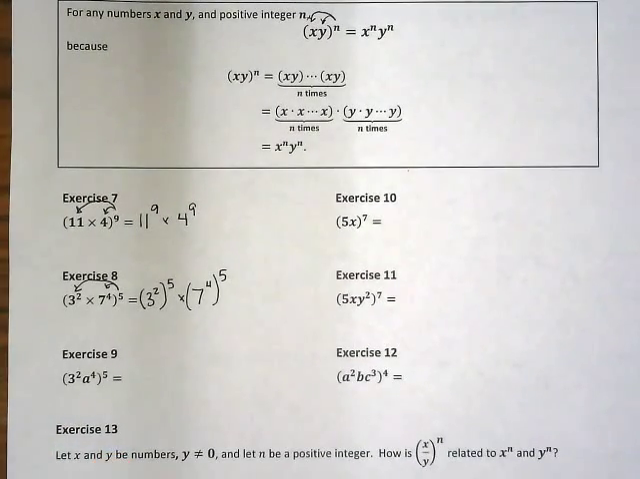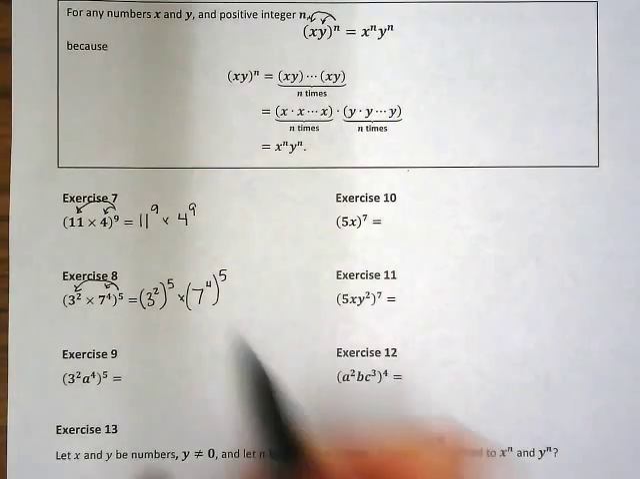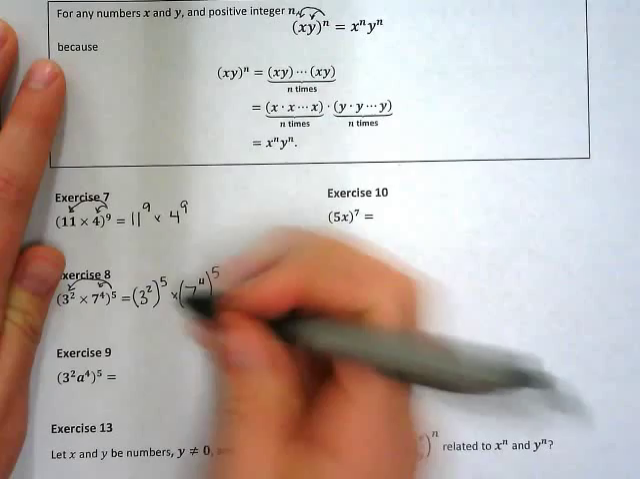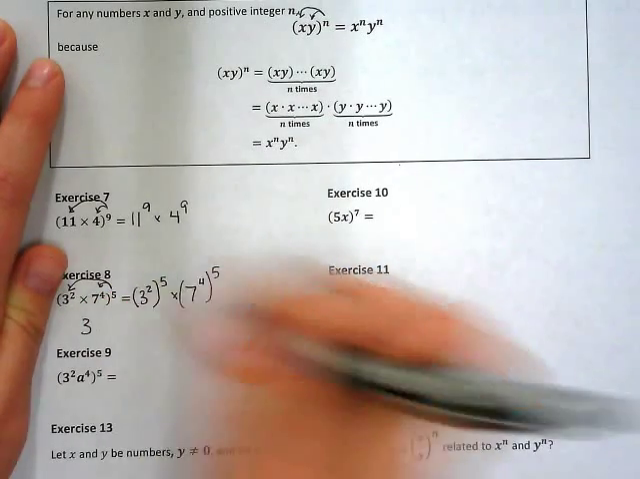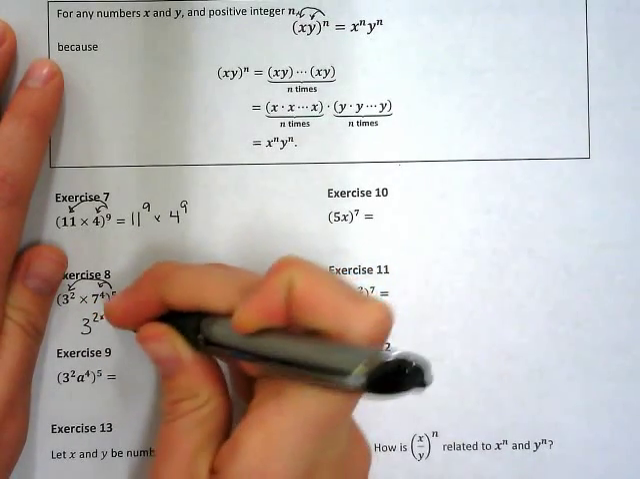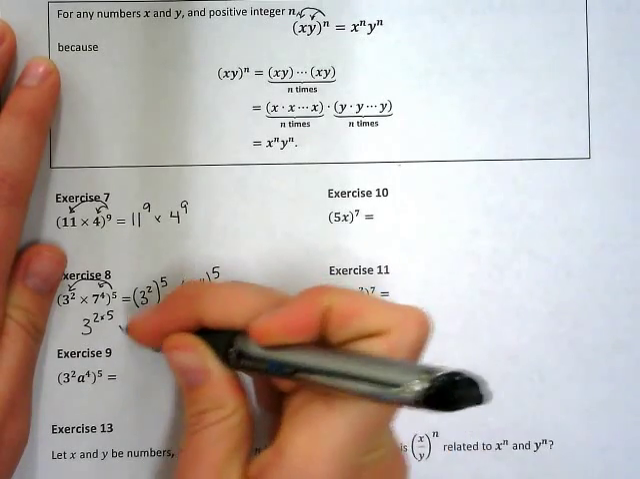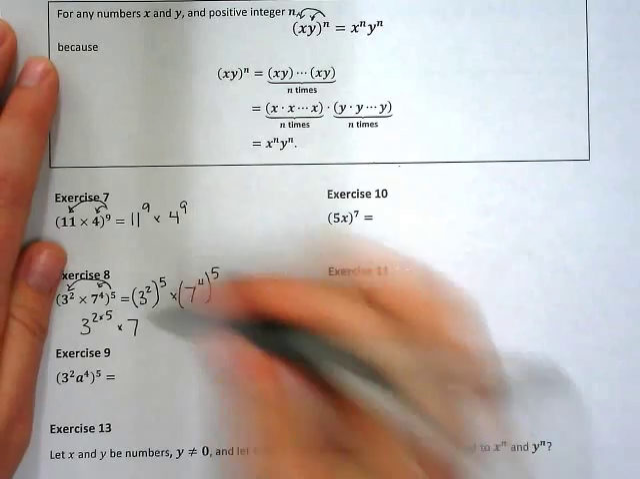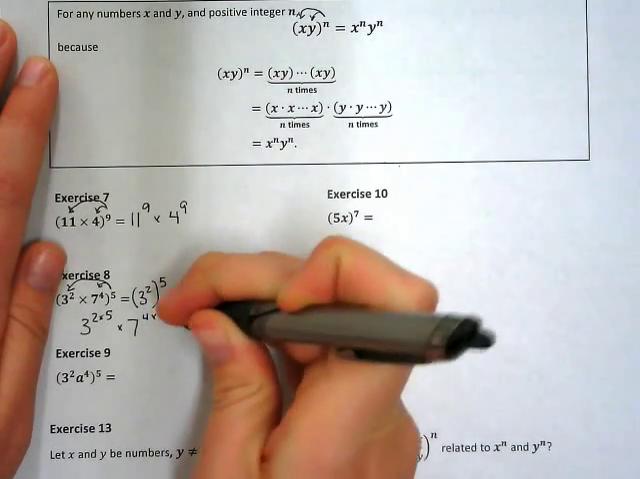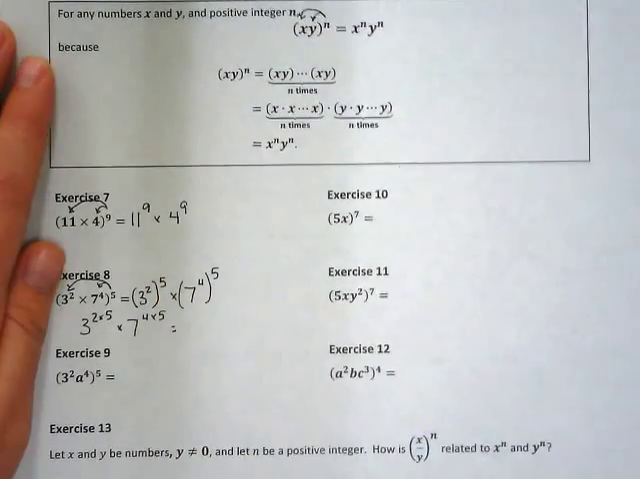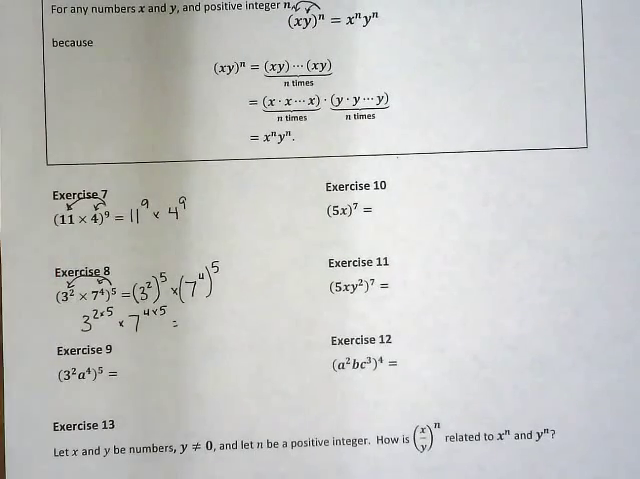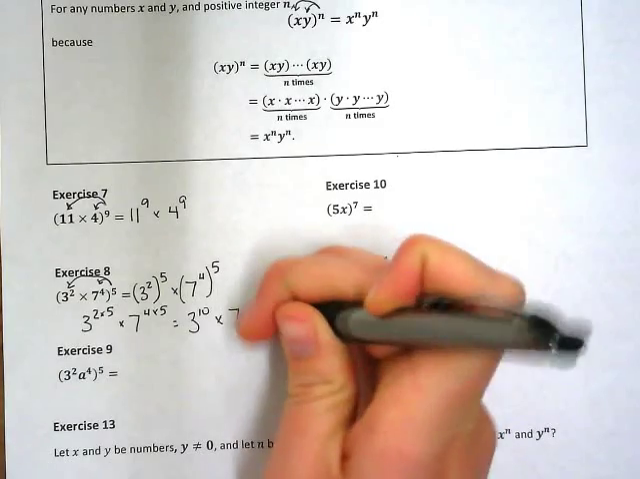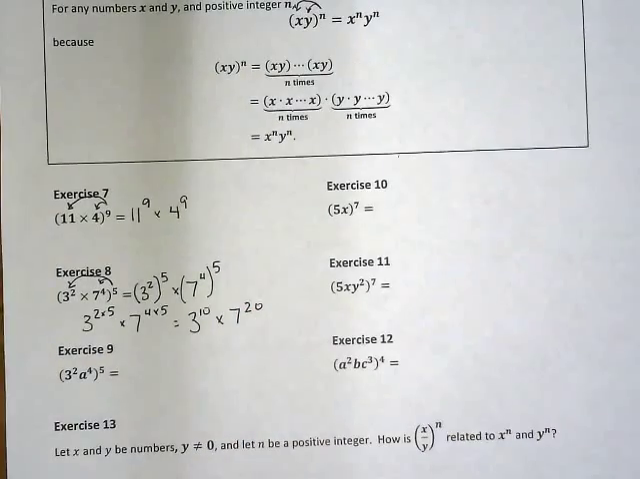Now, using what we learned on the other side of this worksheet, 3 squared to the 5th power is the same as 3 to the 2 times 5, times, here we've got 7 to the 4 times 5. And when we solve that one, it will equal 3 to the 10th times 7 to the 20th.